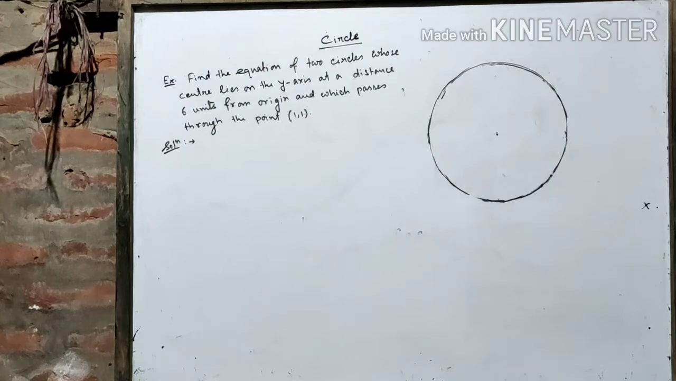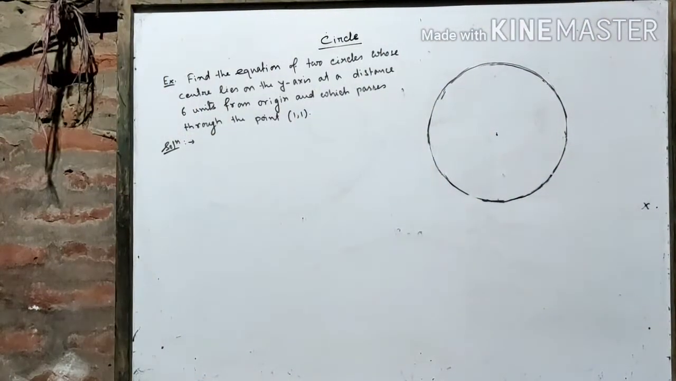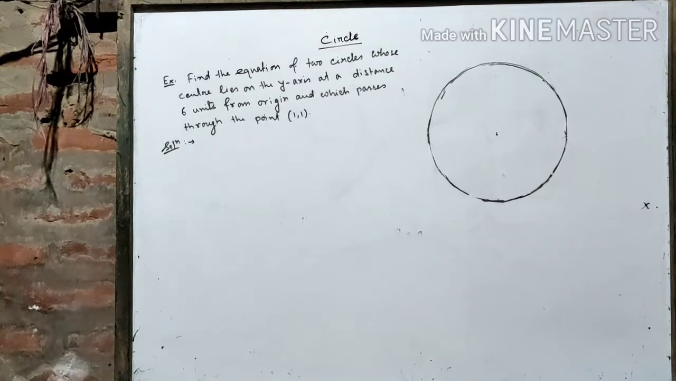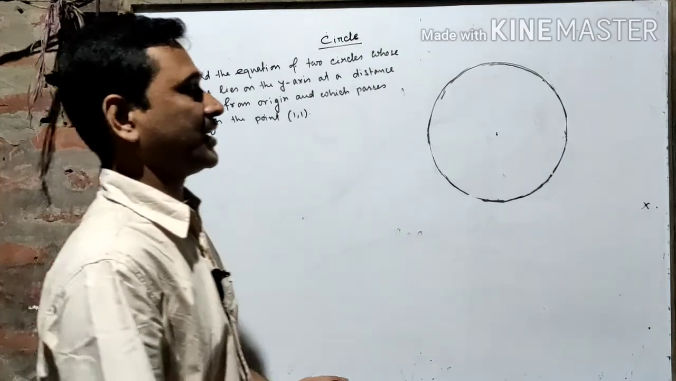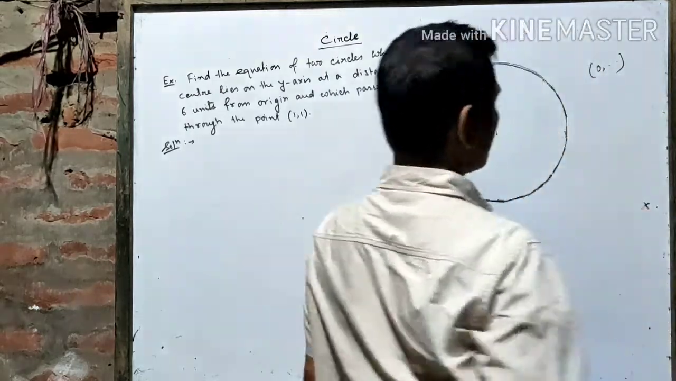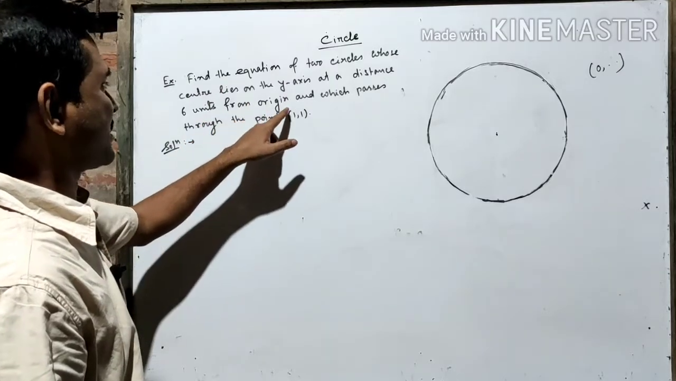So our next question is, find the equation of two circles whose center lies on the y-axis at a distance of 6 units from the origin, and which passes through the point 1, 1. So the center lies on the y-axis. That means the x-coordinate of the center is 0. Okay, and it lies on the y-axis at a distance of 6 units from the origin.